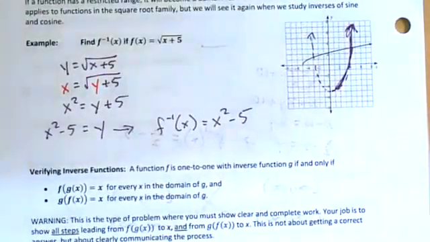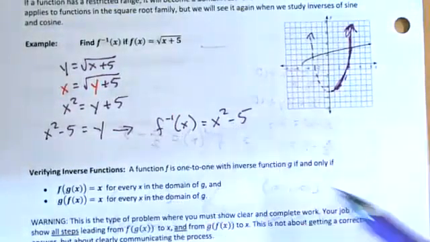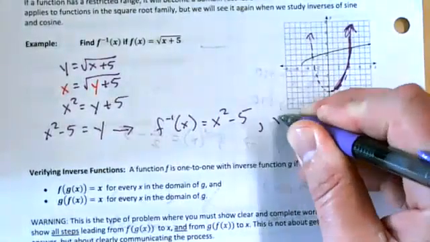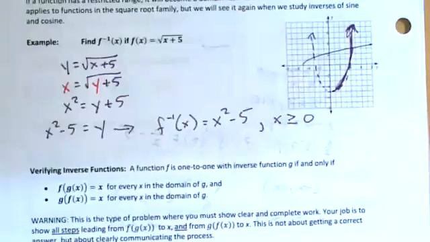Now, in order to just keep that right-hand side, we got to add a little restriction on this. We're going to say f inverse of x is x squared minus 5, but only when x is greater than or equal to 0.